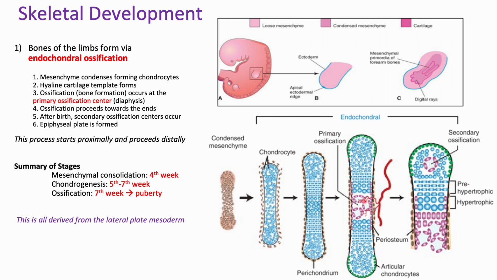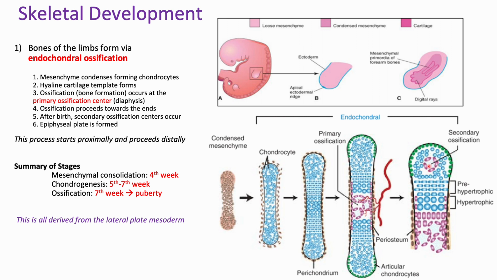Ossification is then going to progress distally, so it's going to progress towards either end of the long bone. So it's going to progress up here, and it's going to progress down, but it always starts at the center at the diaphysis. Now, over time, after birth, you're going to start to have a secondary ossification center form, and this is at the epiphysis, or at the top of the long bone.